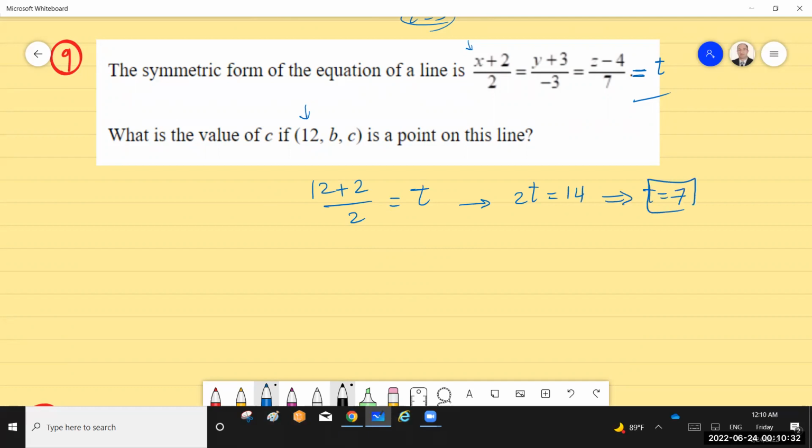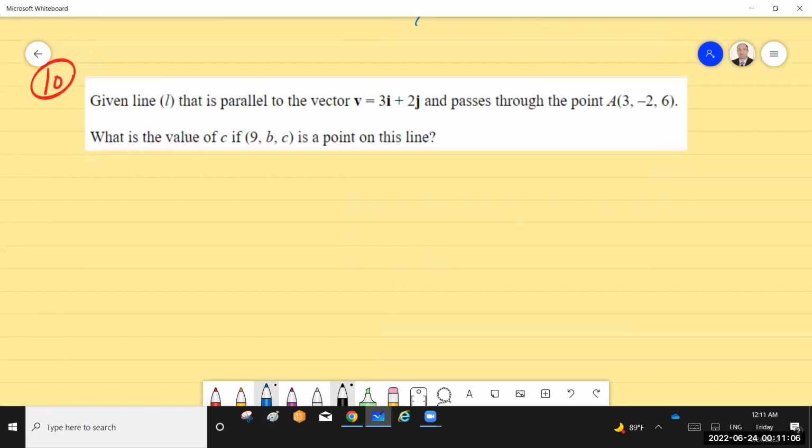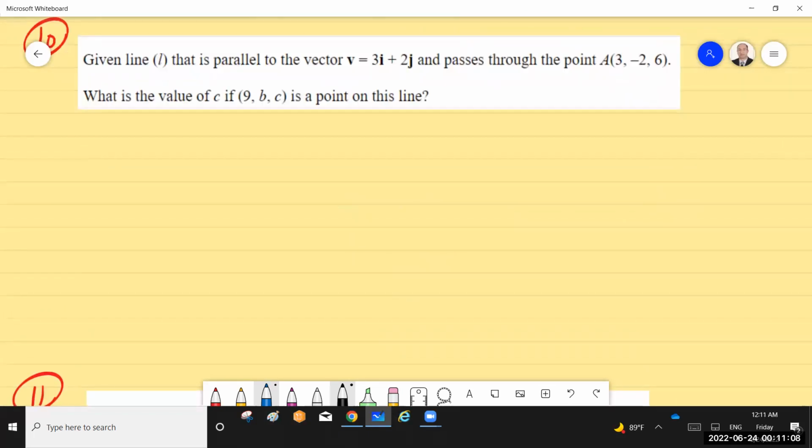After making that, just put now (y plus 3) over -3 is equal to the parameter 7 also. So y plus 3 is equal to -21, and consequently y is equal to -24. Very easy. And also put here (z minus 4) over 7 as well is equal to the parameter 7. So z minus 4 is 49 and z is equal to 53, and this is the value of z. Very easy.